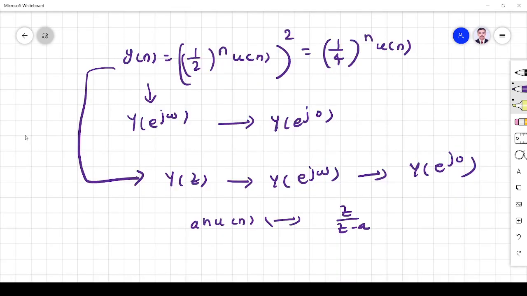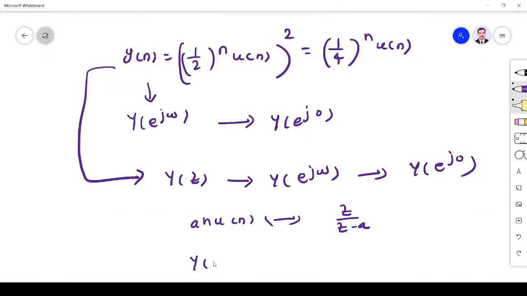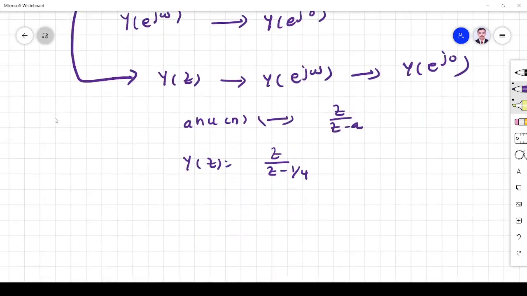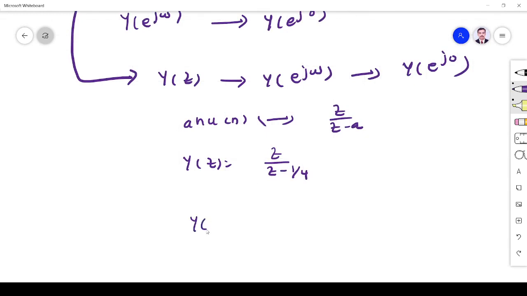So I use that. So Y of z is first given by, a is 1 by 4, so z by z minus 1 by 4. Okay, right. So now I substitute z is equal to e power j omega, so e power j omega divided by e power j omega minus 1 by 4.